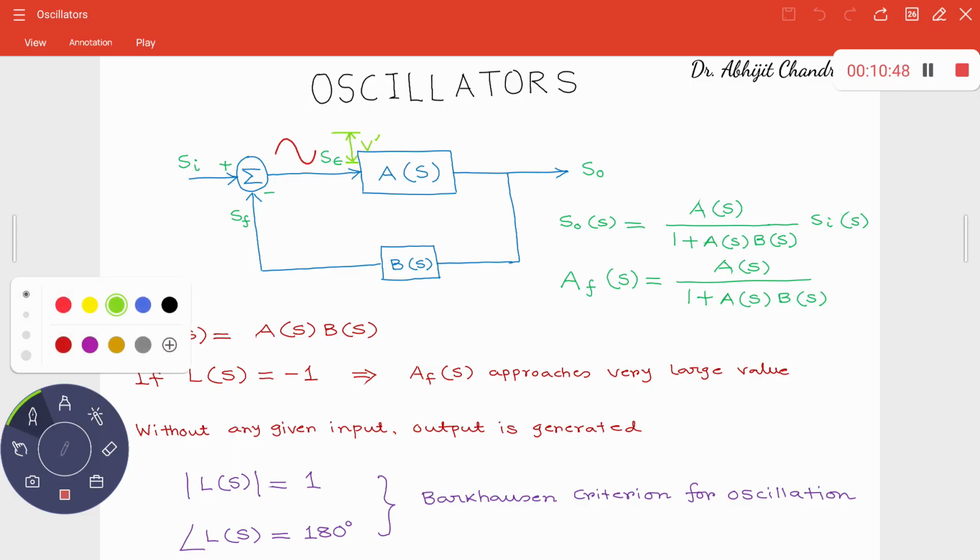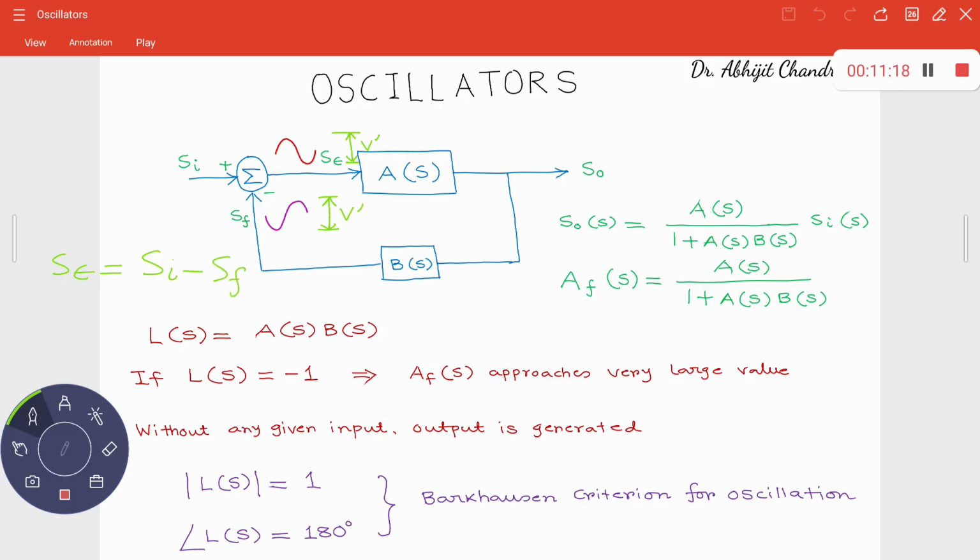What do you expect over here? You expect a signal like this, where this difference is also v dash, and then it is fed to the negative terminal. What about this S epsilon? S epsilon is equal to Si minus Sf. And remember, we have already said that S of i is equal to 0. There is no explicit input from outside. So what is S of epsilon? That is equal to minus S of f.